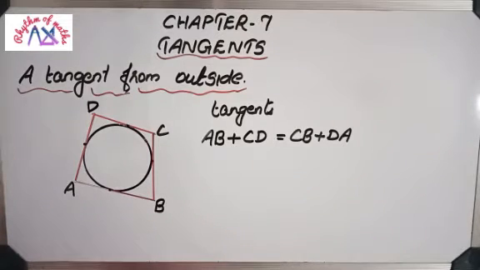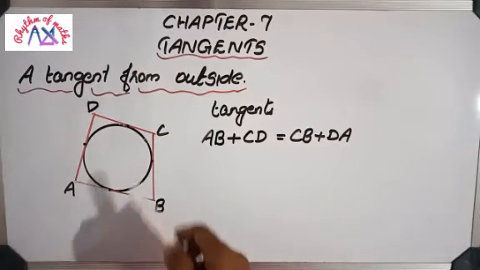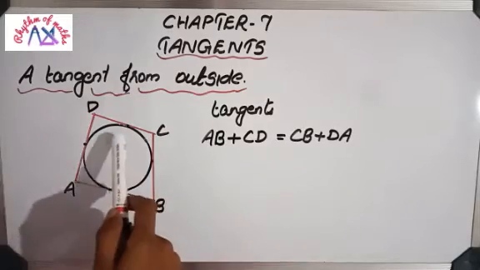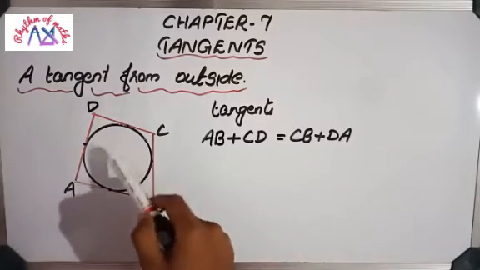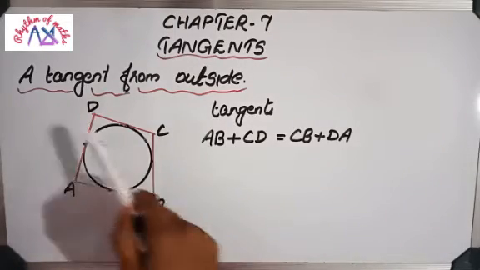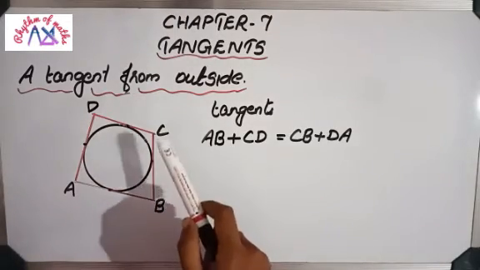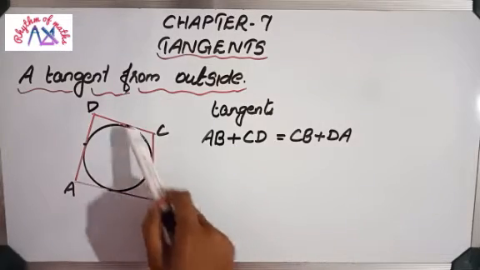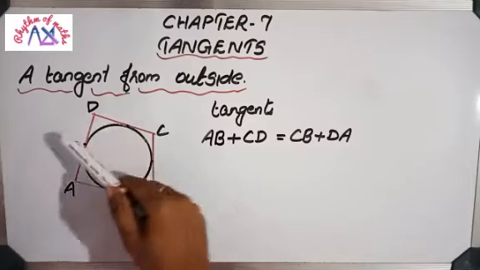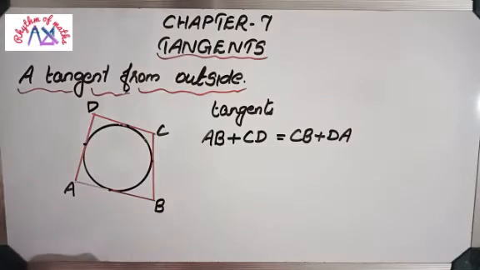When? Only when the sides of the quadrilateral are tangents. If any one side is inside the circle, or it is not touching the circle, then this concept is not possible. It is applicable only when the sides just touch the circle. That means sides as tangents, then only their opposite sides' sums will be equal. So this is the second concept.